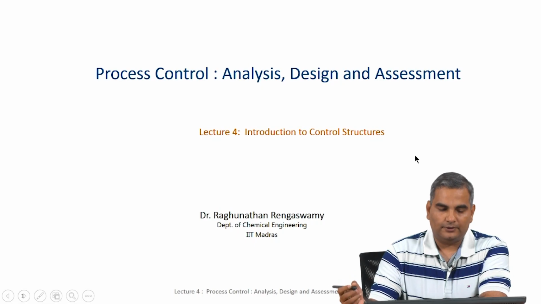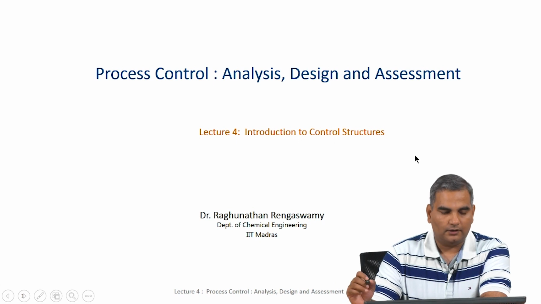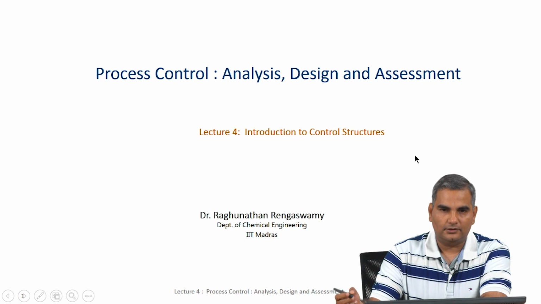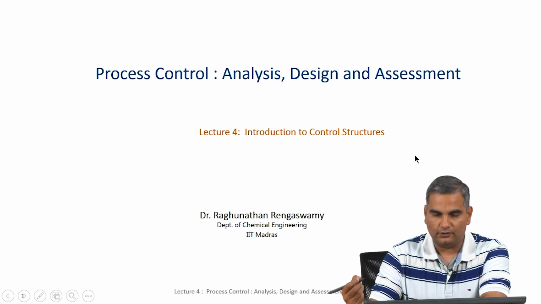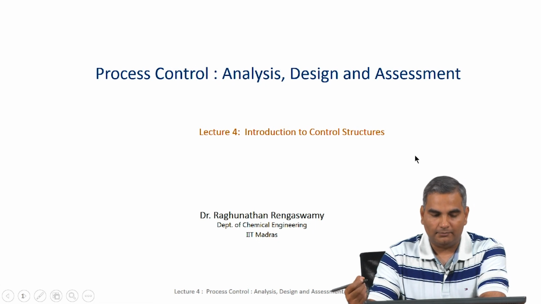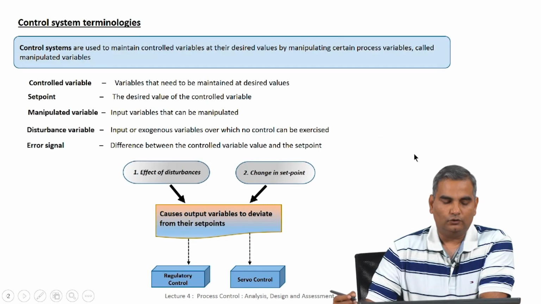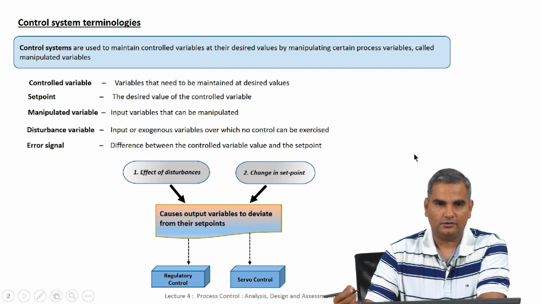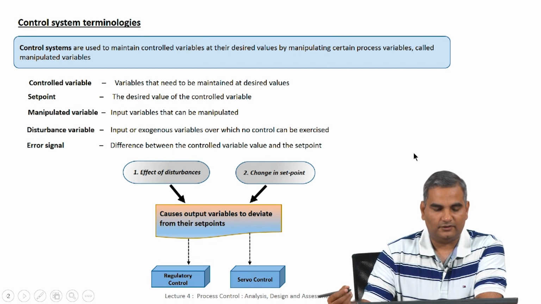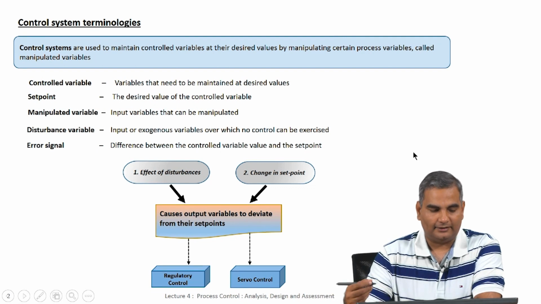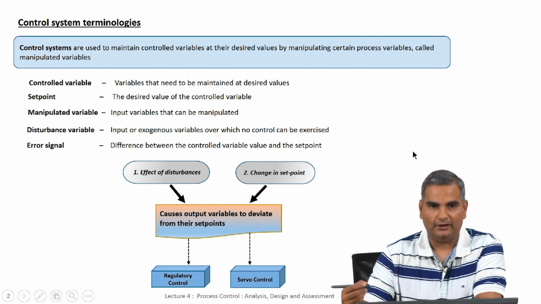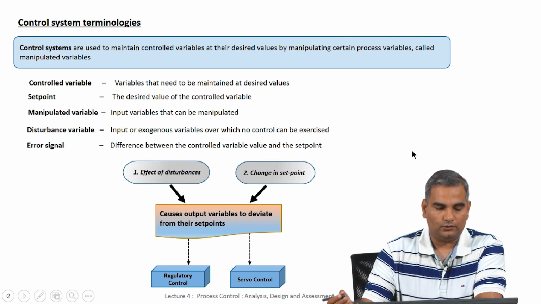We will continue with our fourth lecture in the course on process control, analysis, design and assessment. In this lecture, I will introduce you to control structures. What do control structures mean and how does one implement these control structures? So, we will start with some control system terminology, which we have talked about quite a bit. This would act as something that you can quickly look at to remember while we go through this lecture.